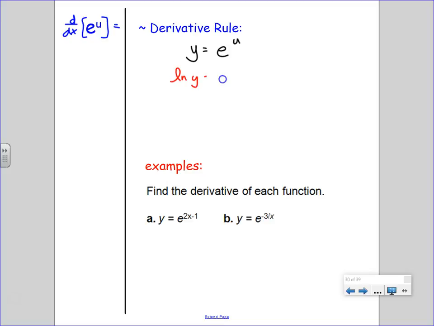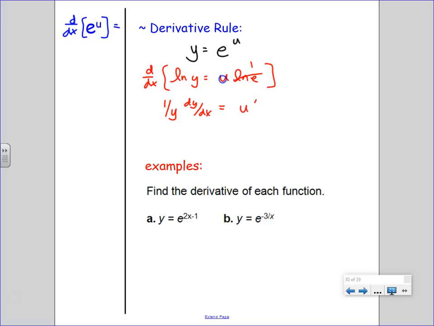Maybe we could see it as y equals e to the u. You could also rewrite it as ln y equals u, and then we could derive it. What derivative rule do we need now? 1 over y times dy dx. Yeah, 1 over y dy dx.